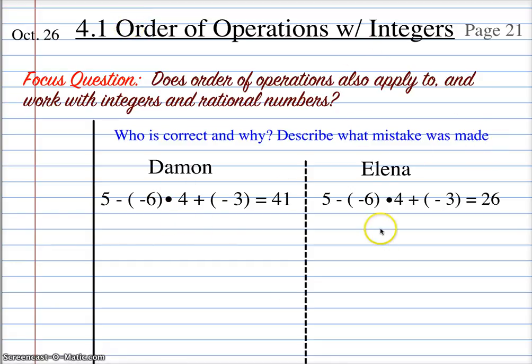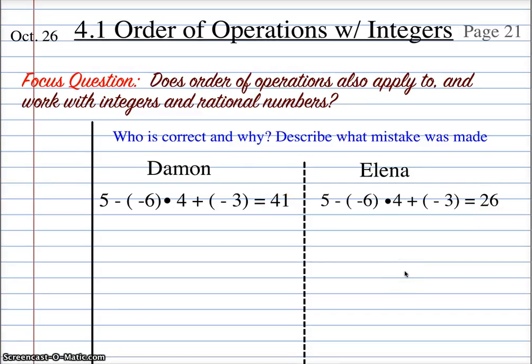And you have 2 problems here. Damon and Elena have these 2 problems exactly the same, but what you'll notice is their answers are different. Okay, one person has a 26 and the other person has a 41. Who is correct and why? Okay, who is correct and why?